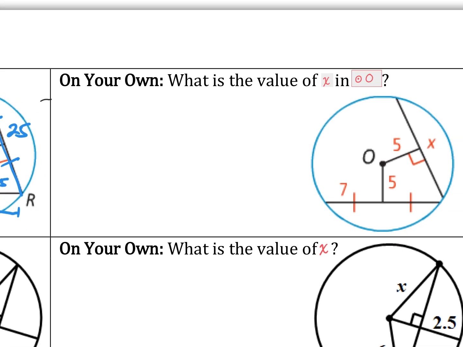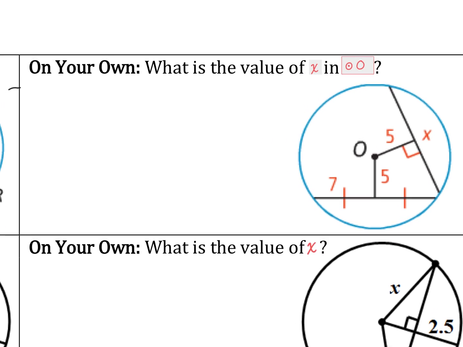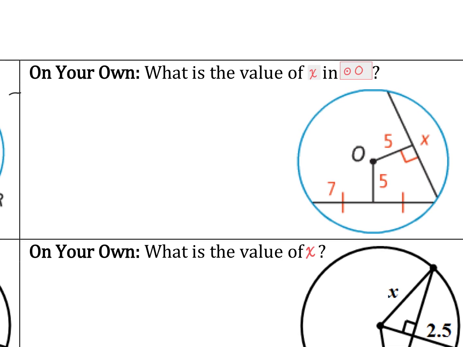Okay, let's go for the next. On your own, if you want to pause the video and do this one by yourself before you see the answer, go ahead and do it. So here, what is the value of x in circle O? In circle O, let's label this one. Let's say this is A, this is B, this is C, and this is D. And in the middle, I'm going to say this is E. And there's x in here already.